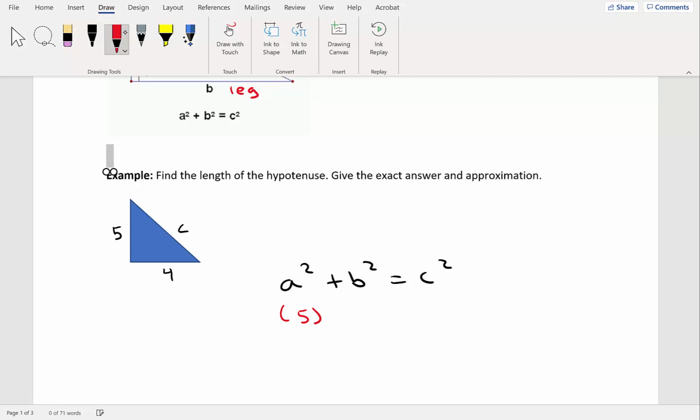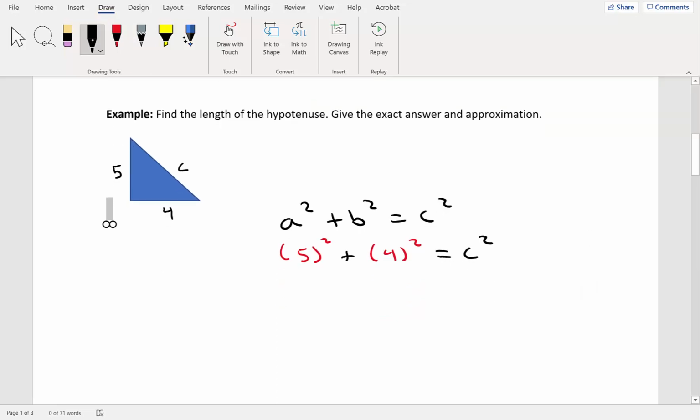Our a is 5. So we have 5 raised to the second power plus 4 raised to the second power. This has to be equal to c raised to the second power. Let's simplify. 5 raised to the second power gives me 25, plus 4 raised to the second power gives me 16. 25 plus 16 is equal to c squared. Simplifying some more, I get 41 is equal to c squared.